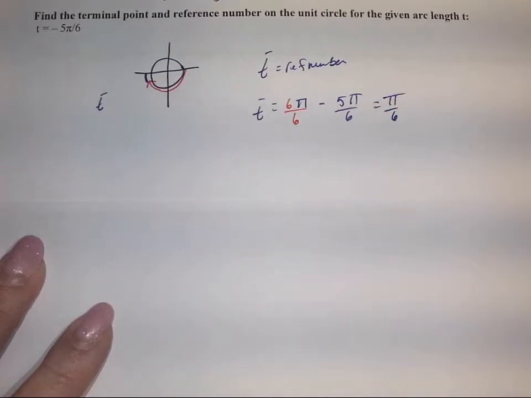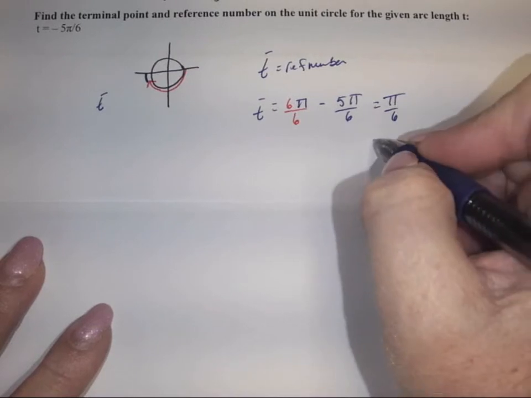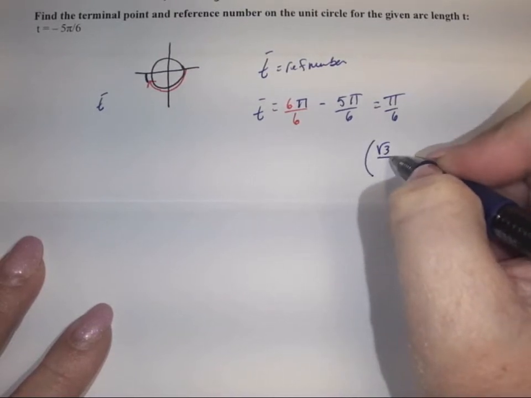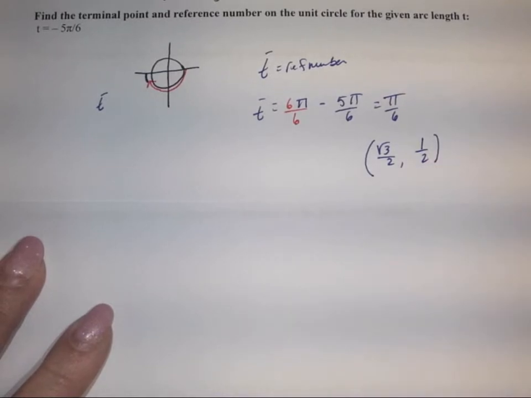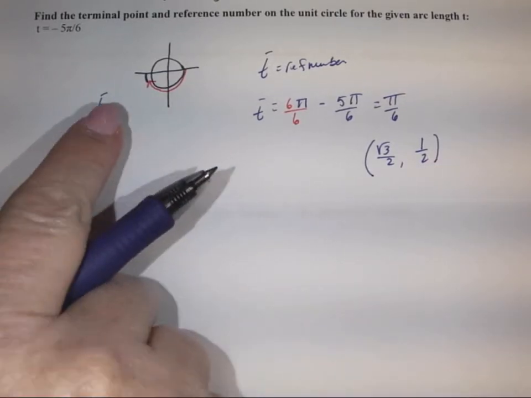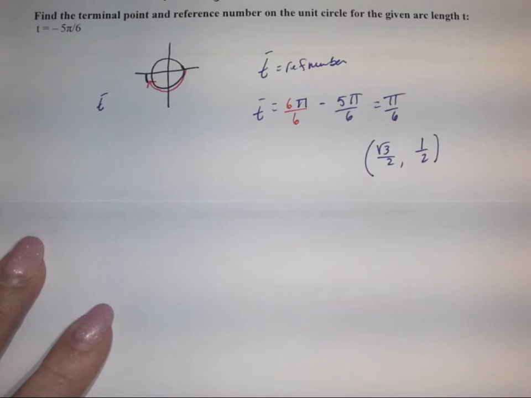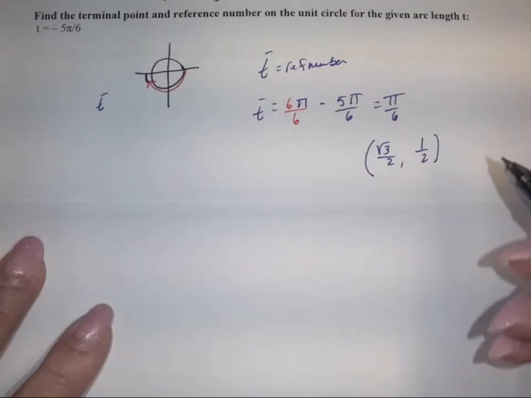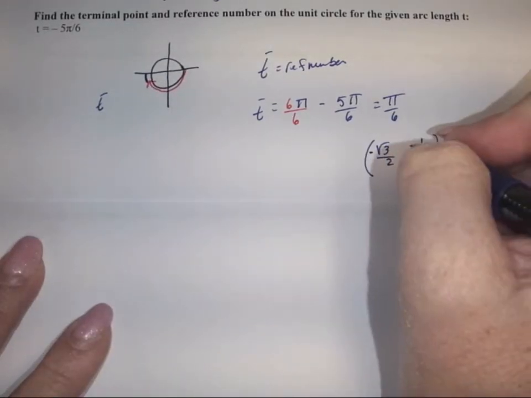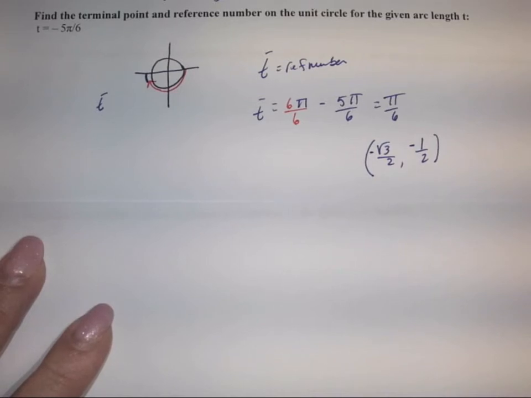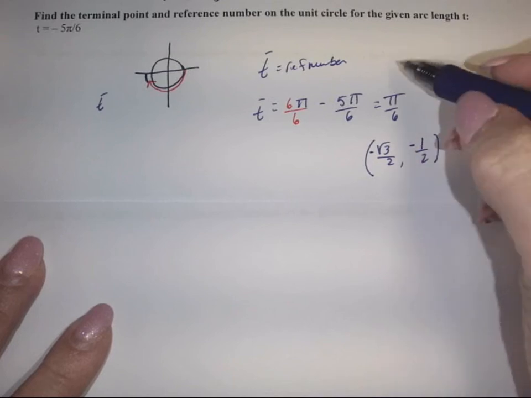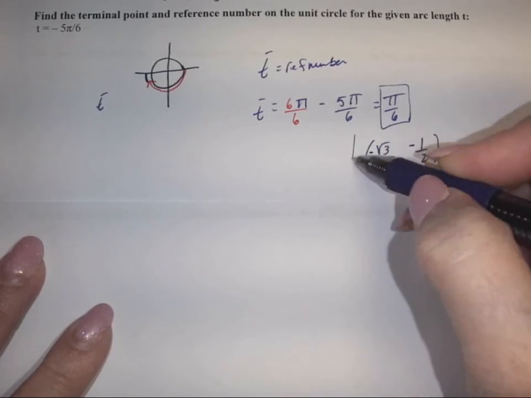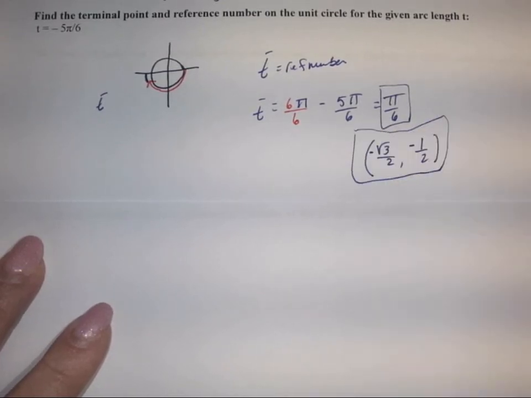Well, 6 pi over 6 minus 5 pi over 6 will get us pi over 6. Well, pi over 6, we know the terminal point for that is the square root of 3 over 2, comma 1/2. However, what quadrant are we in? We are in quadrant 3, and that tells us that both our x values and our y values are negative, so we'll put the negatives on both of those. And that is your terminal point. Here's your reference number, and here's your terminal point to find both of those.